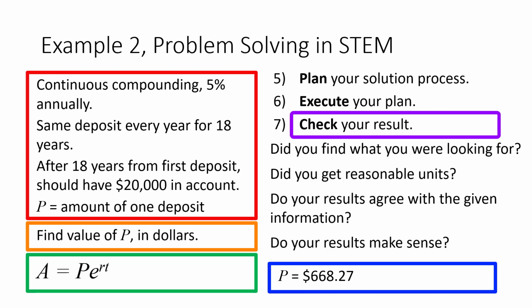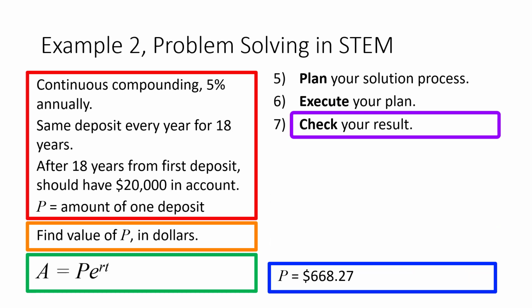Is our value of P about the right size to be reasonable here? Well, the total of all the deposits is 18 times 668.27, which is a little over $12,000. We expect the interest to add to that, so a final account balance of $20,000 does not seem unrealistic for the number of years that some of this money was in the account.